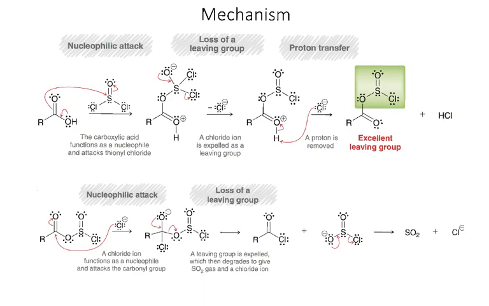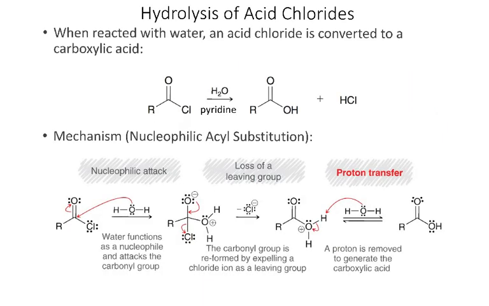So here's the mechanism. I think we have enough mechanisms that we need to learn that I'm not going to make you responsible for this one. So if you're interested, you can read more about it in the book, but I'm going to kind of skip over it. All right, so that's it for the preparation of acid chlorides. If we react it with thionyl chloride, that's SOCl2, we can convert the carboxylic acid into the acid chloride.